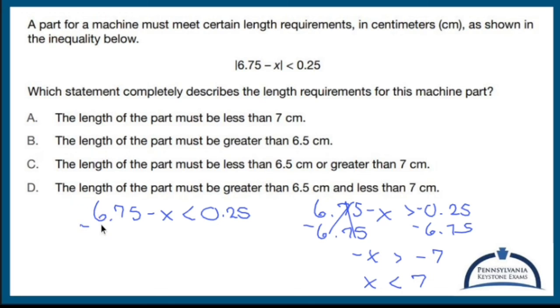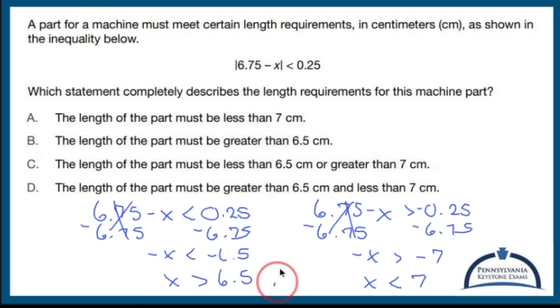Same thing over here. Subtract 6.75 from both sides. Negative x is less than negative 6.5. X divided by negative 1 is greater than 6.5. Now, this is a less than symbol. Whenever you have the distance has got to be less than stuff, it's an and statement. So I care about stuff bigger than 6.5 and smaller than 7.